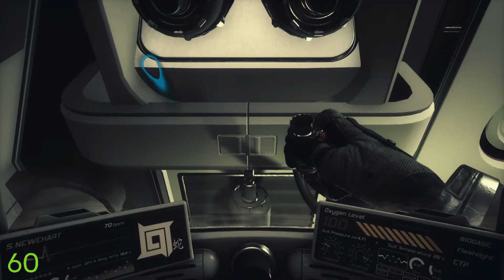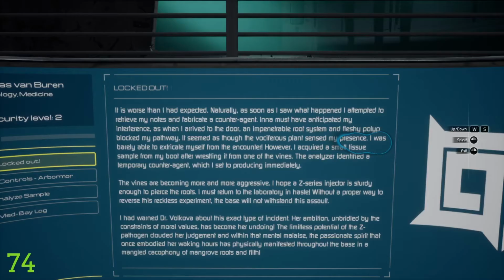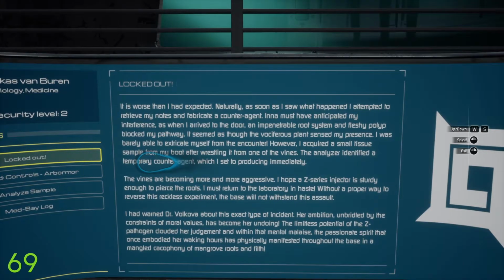Lucas was definitely here. He analyzed a sample of the roots. It's worse than I expected. Naturally, as soon as I saw what happened, I attempted to retrieve my notes and fabricate a counteragent. Ina must have anticipated my interference, as when I arrived to the door, the impenetrable root system and fleshy polyp blocked my pathway. It seemed as though the vociferous plant sensed my presence. I was barely able to extricate myself from the encounter. However, I acquired a small tissue sample from my boot after wresting it from one of the vines. The analyzer identified a temporary counter agent, which I set to producing immediately.